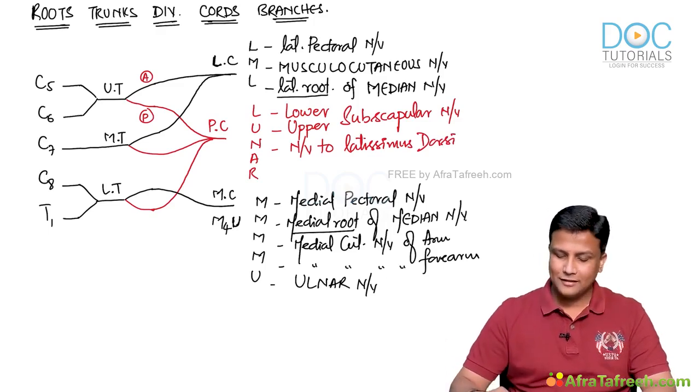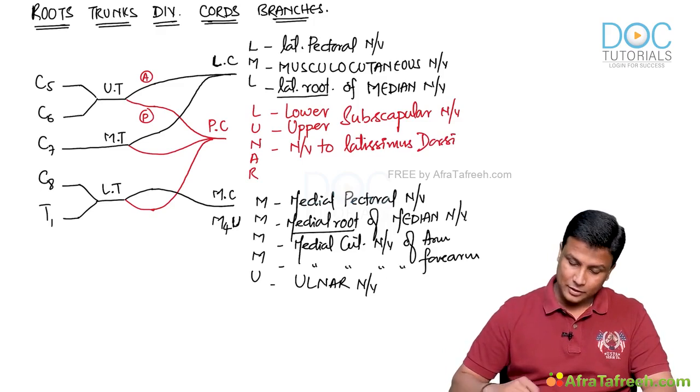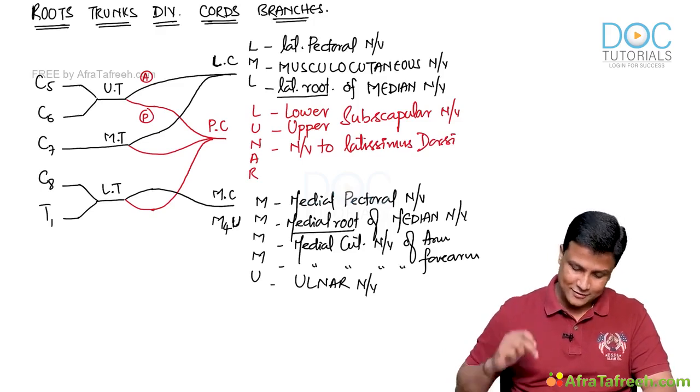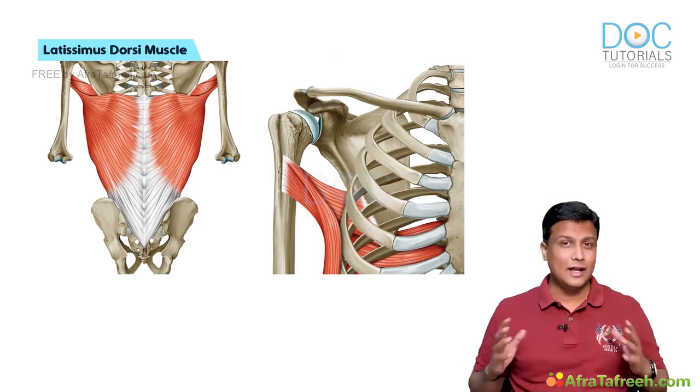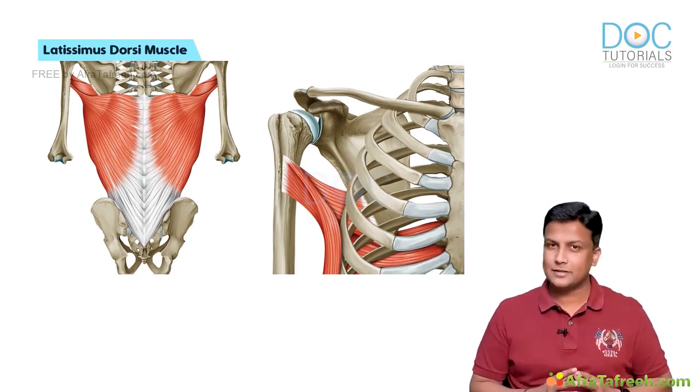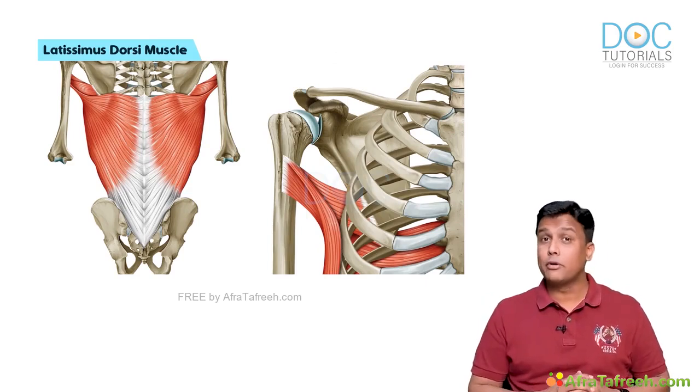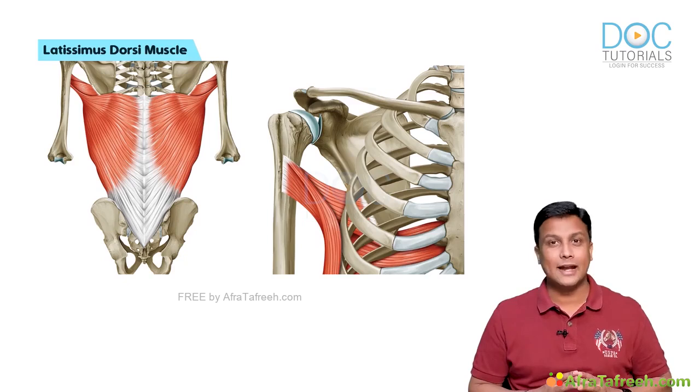Now I hope you have seen this muscle a lot of times. I'm speaking about this one here, guys. This is your latissimus dorsi muscle, guys. It is the broadest muscle in our body. Be careful, I'm not telling the largest muscle. Largest muscle is gluteus maximus. We'll study that later on in the lower limb. Broadest muscle in our body is latissimus dorsi.